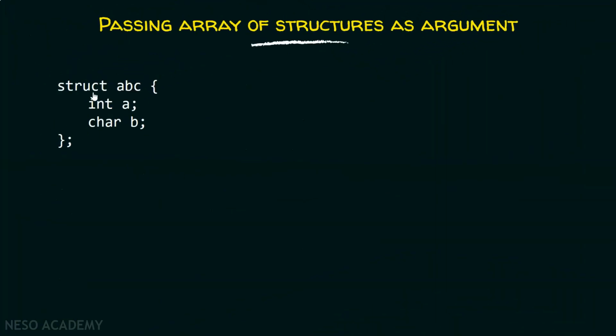Here you can see that I have declared one structure, struct ABC, which consists of two members, A and B. The data type of A is int, which means it's an integer variable, and the data type of B is char, which means this is a character variable. Now here I have declared one array which consists of two elements, and the data type of these two elements is struct ABC. So this means that I have declared an array of structures, right? To be precise, this is an array of two structures.